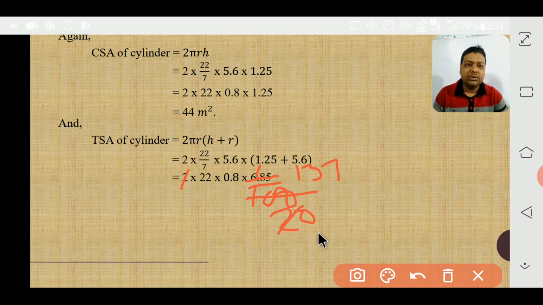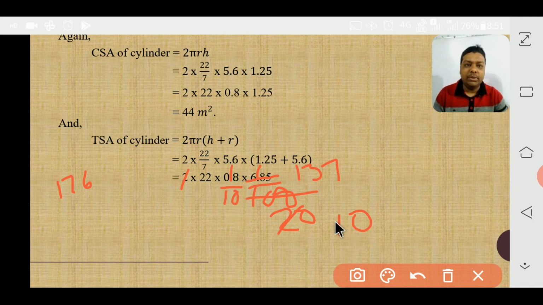Okay, so now 22 into 8, 8 2 ja 16, 6 carry 1, 8 2 ja 16, 170. With one decimal we can remove this decimal also. So downside 10. So 10 into 10 100.